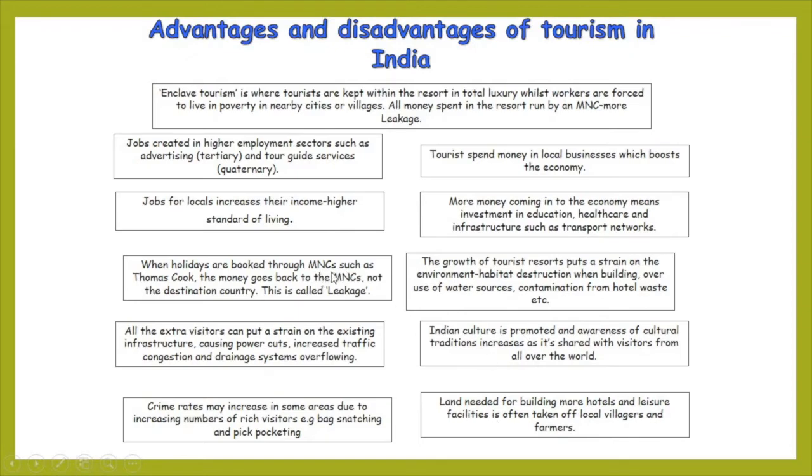An MNC is a multinational company, a company that has its headquarters in one country, usually an HIC, and its factories or businesses across lots of other countries. We looked at examples of MNCs before, Coca-Cola, Tata. Okay, so other examples would be the Marriott hotel chain, Thomas Cook, Expedia, in terms of tourism.